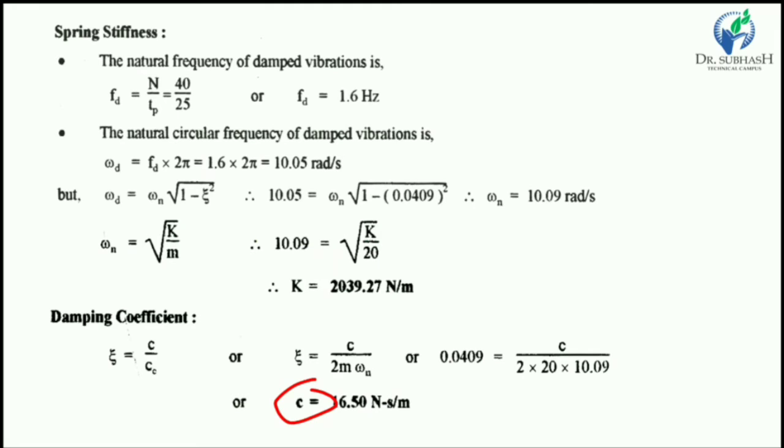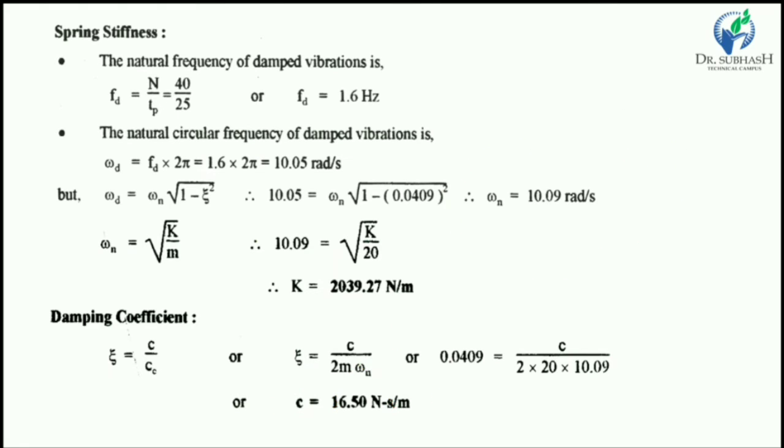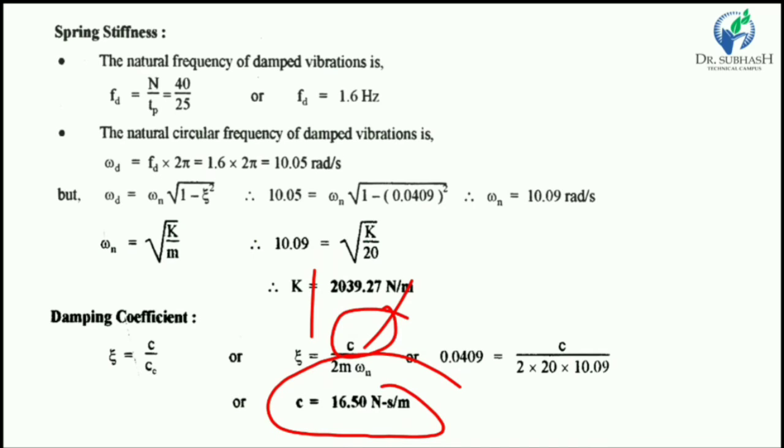Okay, now the remaining one is the damping coefficient. We have to find out the damping coefficient. So the omega n value is now known, 10.09 radian per second. So put the value in the equation of omega n, and zeta value is there, which we already found first. So the damping coefficient value is found, and it is 16.50 Newton into second per meter, and all the unknown values we found out and solved the example.